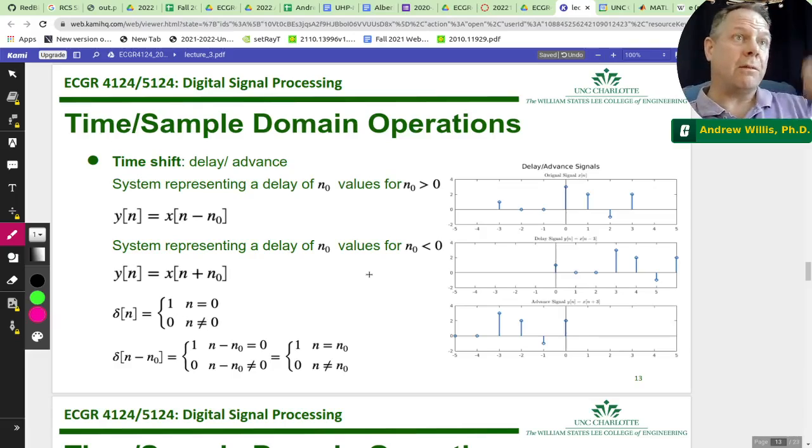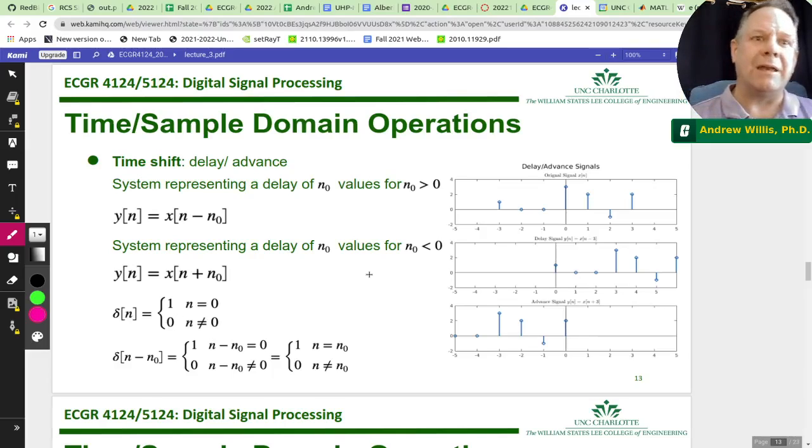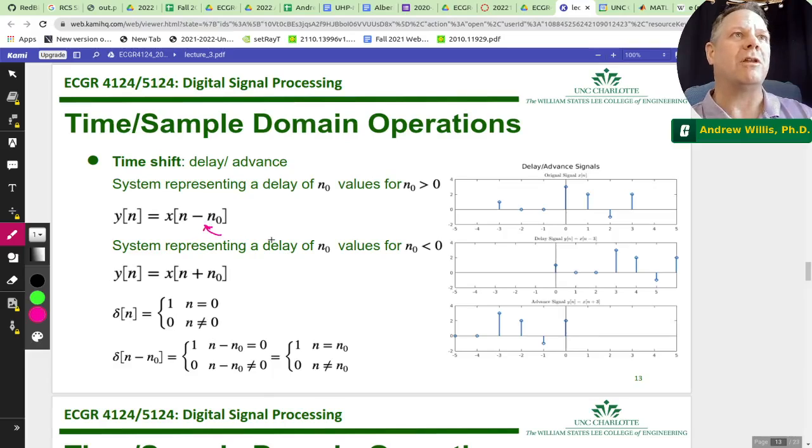In our next class, we'll go through all manipulations of the variable n. So you can delay signals, you can advance signals by shifting them left and right, you can stretch them out, and you can make them shorter by multiplying by n. You can do all sorts of interesting things to signals by manipulating the argument of this function. I call them manipulations of the time variable. That's where we'll start for next lecture.